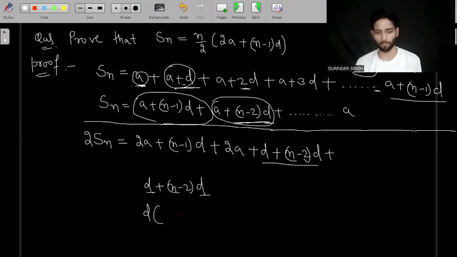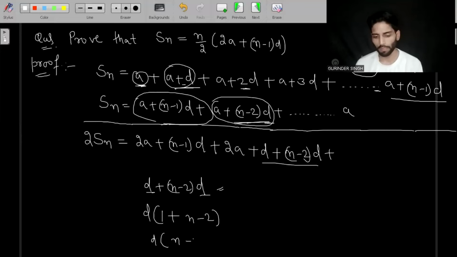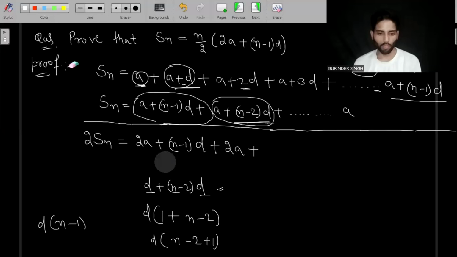If I take d common, this will be 1 plus n minus 2, right? If you multiply d inside, you will get this one. So this is equal to d into (n minus 2 plus 1), which is equal to d into (n minus 1), right? This is (n minus 1) into d.